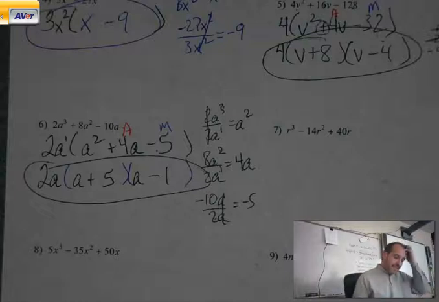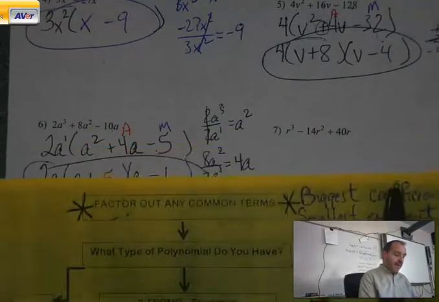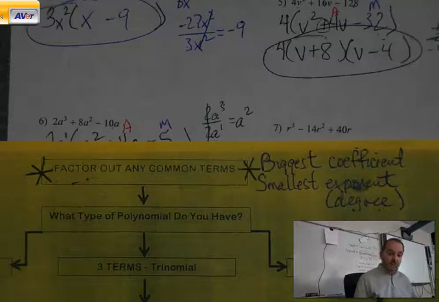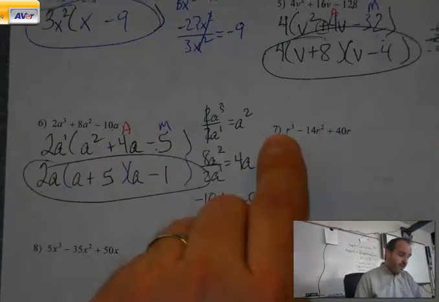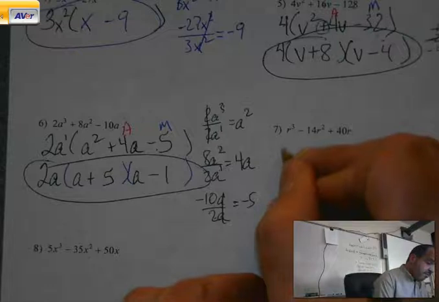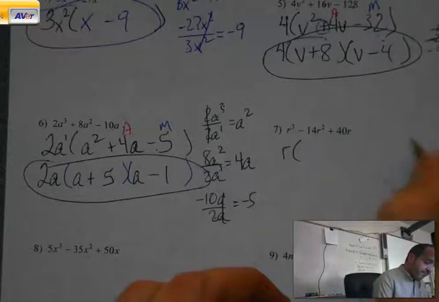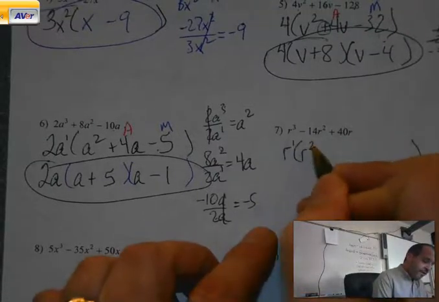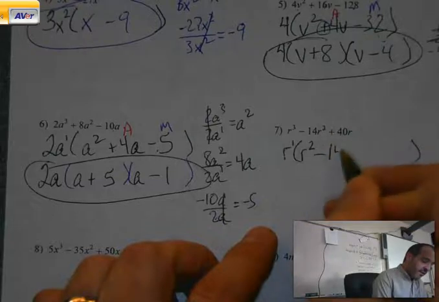So as you're doing these, that's the main key here. I've got to keep looking every single problem, every single time. Is there anything in common? And then I do these two things. I get the biggest coefficient out. I get the smallest exponent out. This one, no number goes into all of them. They all have an R. So basically here, we're just going to subtract 1 from each of the R's.